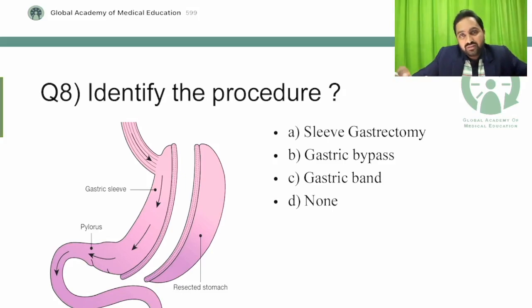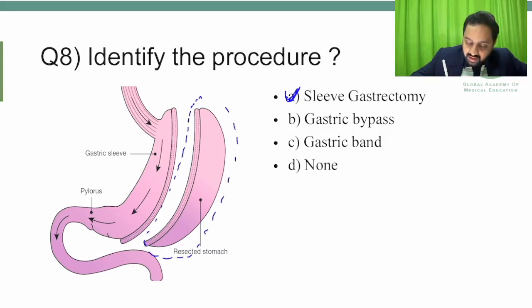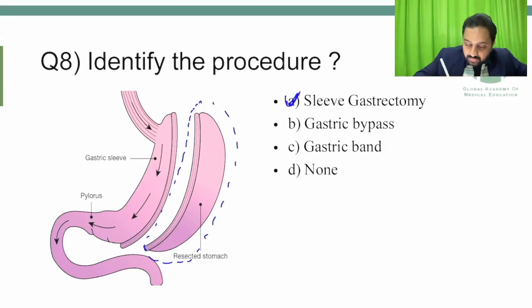Regarding your bariatric surgery, right? Now, the question asks you to identify the procedure: a sleeve gastrectomy, gastric bypass, gastric band, or option D, none. It is absolutely a simple, straightforward question where the answer is sleeve gastrectomy. What you see over here is your resected portion of the stomach which has been removed like a sleeve, right? And so this is your gastric sleeve.